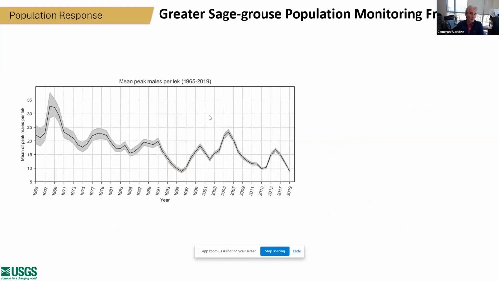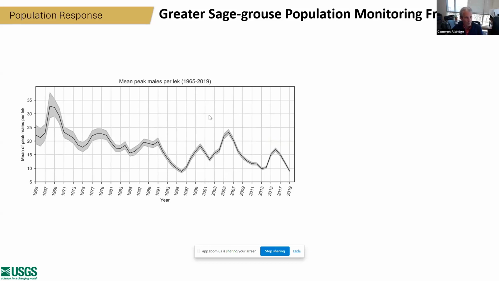We know that sage grouse populations cycle over time, and this is just a graph going back from the 60s to today, and we tend to see these oscillations that occur and continue to occur over time. What drives those, we've shown in various places across the range, is tied to climatic patterns. And as those shift, there could be consequences for how populations shift or change.